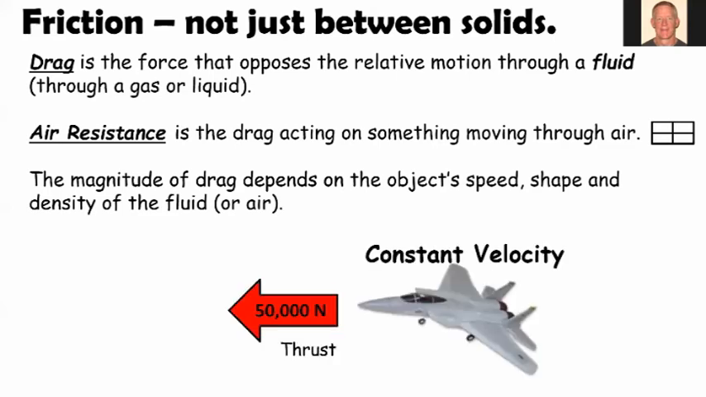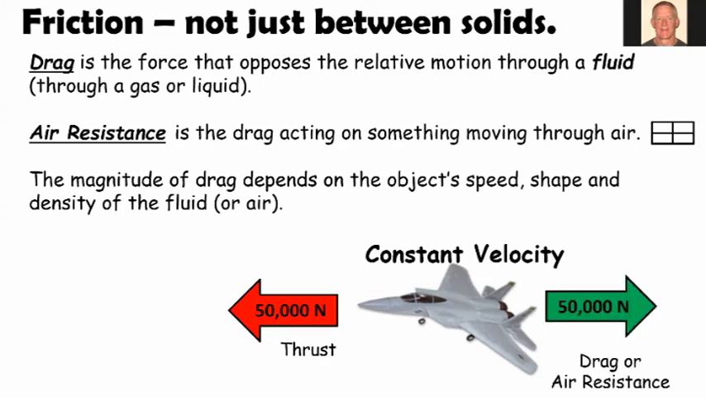Here's another example. We have a jet airplane flying through the air. There are jet engines. If they created 50,000 newtons of thrust, that's the term for the force that's created by the jet engine, and they're traveling at a constant velocity, that means the air drag or air resistance would be equal and opposite, 50,000 newtons in the other direction. So a jet airplane has to create at least enough thrust to overcome the drag or air resistance as it travels through the air, even if it's climbed up to its altitude and is flying at a constant velocity.